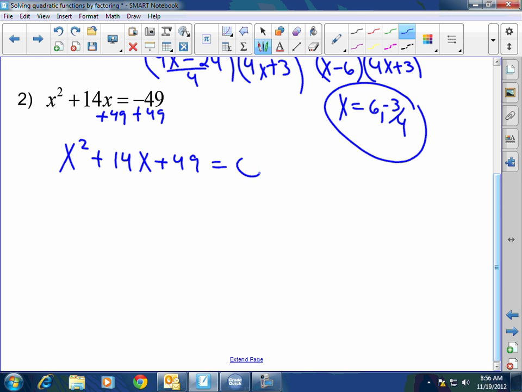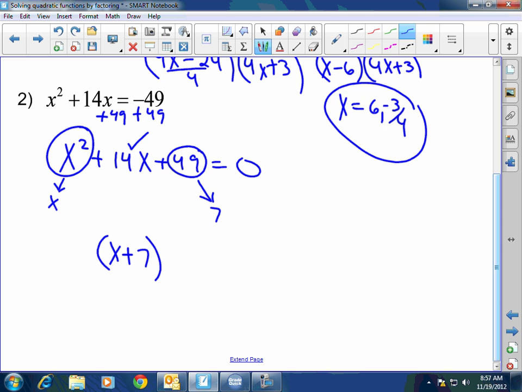And then this reminds me of a perfect square. I don't know about you. That's a perfect square. What's the square root of that? What's 7 times x times 2? Boom. So this is x plus 7 squared equals 0. Now, I don't want you to stress out about this. A lot of people stress out about this, okay? Doesn't x plus 7 squared just mean x plus 7 times x plus 7? So there's only going to be one solution here, isn't it? It's going to be x equals negative 7. Okay?